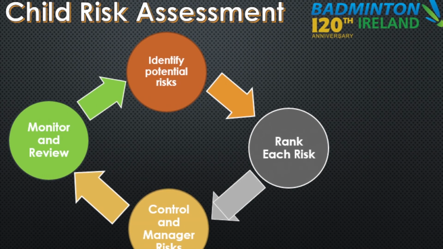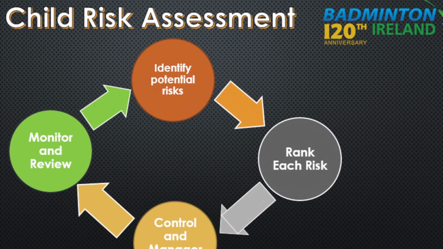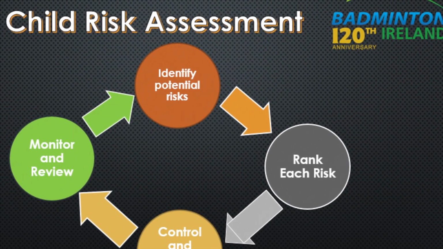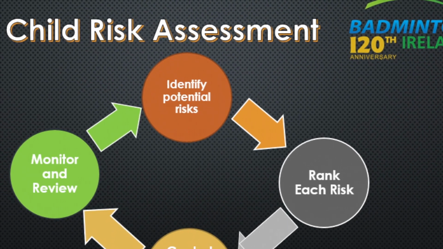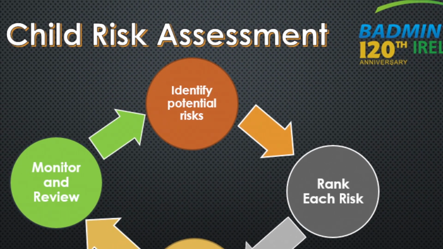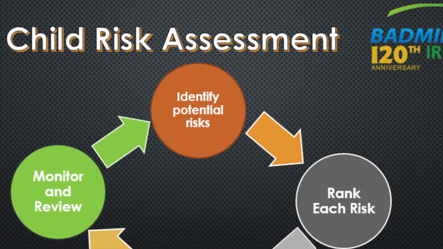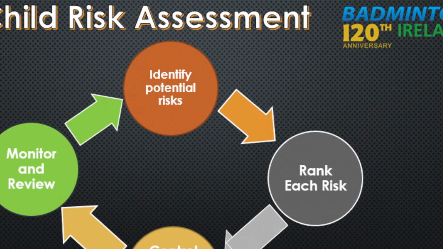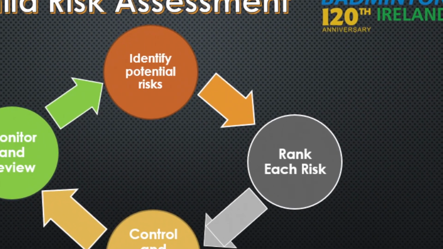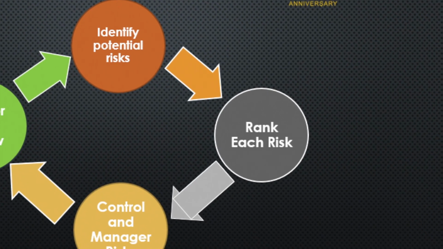The Child Risk Assessment outlines any potential risks that could be within a sports club setting, which could put a child at risk of harm. When completing the risk assessment, it is important to follow four steps. One, identify potential risks, so who, what might cause harm to a child, and who is involved in the process. The second step is ranking each risk, so identifying whether it's a low, medium or high risk, and also looking at the likelihood of that risk occurring and the consequences of the risk as well.